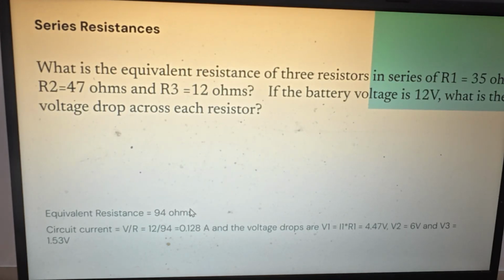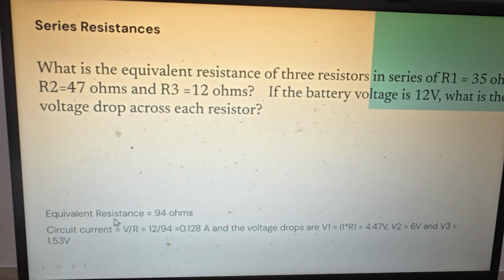Now let's look at resistances, how we add them. This is just a simple problem of finding the equivalent resistance of 3 resistors in series. R1 is equal to 35 ohms, R2 is 47 ohms, and R3 is 12 ohms. If the battery voltage is 12 volts, what is the voltage drop across each resistor?